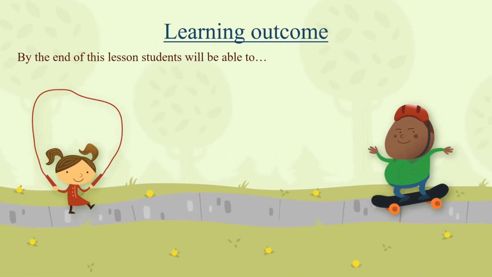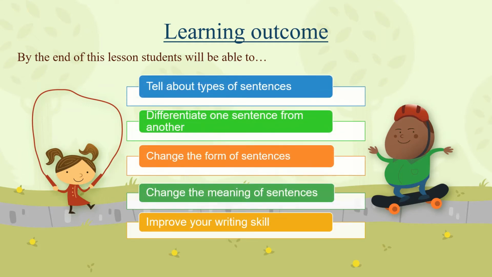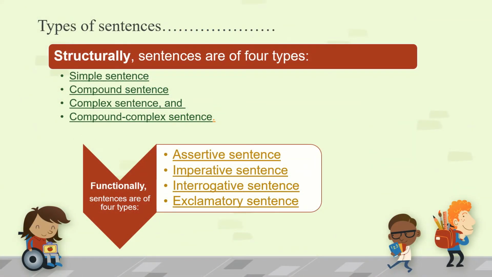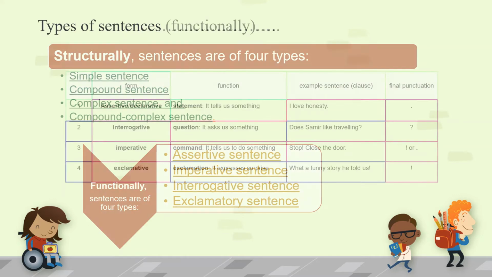Here is the learning outcome. By the end of this lesson, you will be able to tell about types of sentences, differentiate one sentence from another, change the form of sentences, change the meaning of sentences, and most importantly, improve your writing skill. Types of sentences. Structurally, sentences are of 4 types: simple, compound, complex, and compound complex. Similarly, based on function, sentences are of 4 types: assertive sentence, imperative sentence, interrogative sentence, and exclamatory sentence.